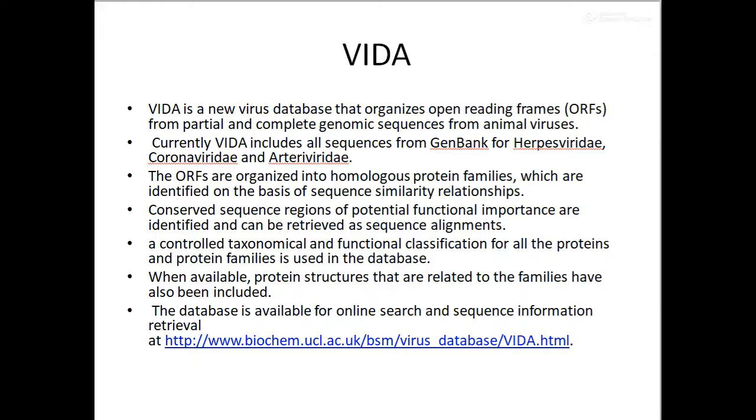VIDA includes sequences from GenBank from herpesviridae, coronaviridae, as well as arteriviridae. The open reading frames are organized into homologous protein families, which are identified on the basis of sequence similarity relationships. The conserved sequence regions of potential functional importance are identified and retrieved as a sequence alignment. A controlled taxonomic and functional classification for all the proteins and protein families is conducted in the database.